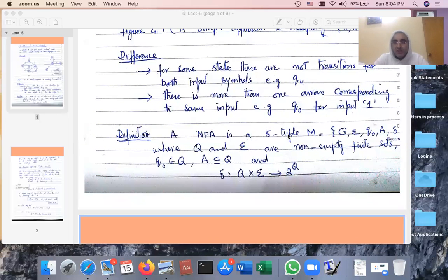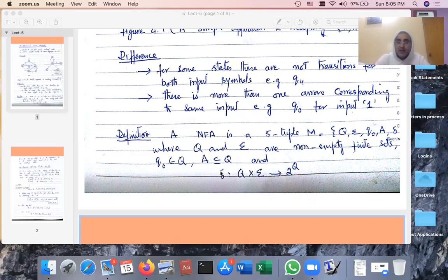So an NFA is a 5 tuple, very similar to your definition of FA. A 5 tuple machine M with Q the set of states, sigma the set of input symbols, Q0 the initial state, A the accepting states, and delta the transition. Q and sigma are non-empty finite sets. We know there are some states in Q and we know there should be some input symbols in sigma. So that's why it is non-empty and finite. And Q0 is also a state from the bigger set Q, and A, for acceptance states, is also a subset of this big Q, which is a set of states.